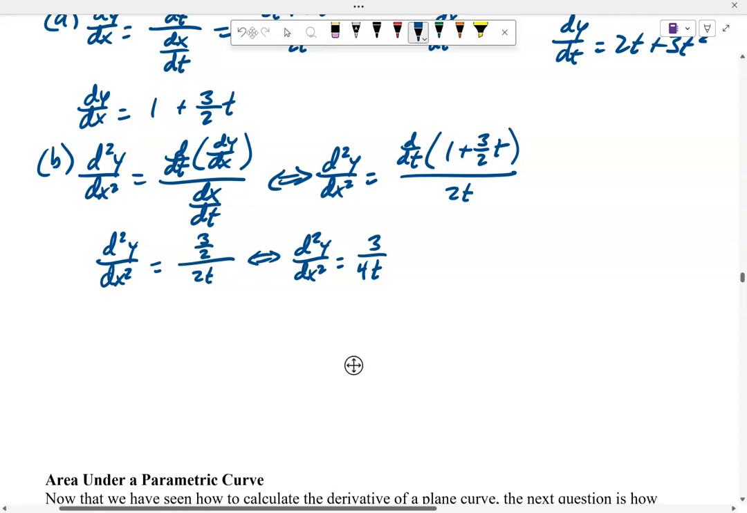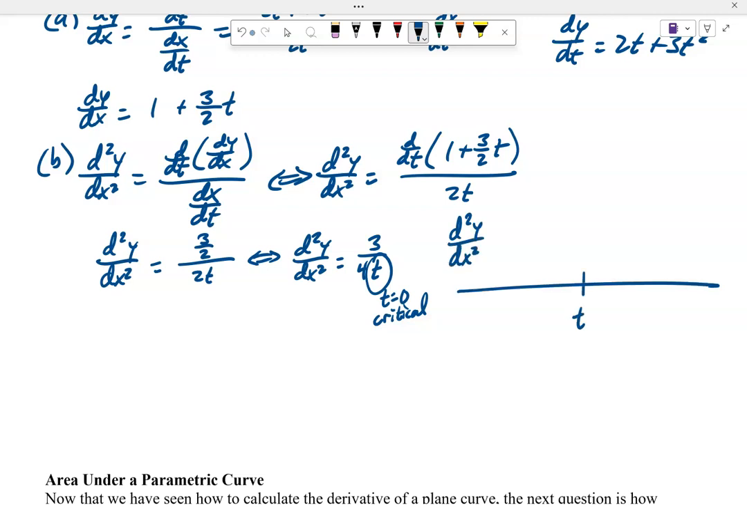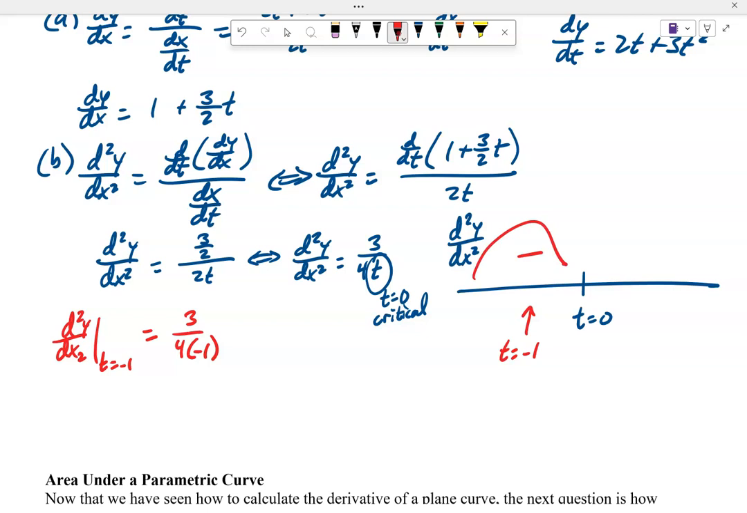Now we want to know where this is concave up or concave down, right? So where are the critical points? Well, if t is 0, that's a critical point when we're testing this with our second derivative test, right? So we're testing around t being 0 here. If I put t equals negative 1 into my second derivative, I get 3 over 4 times negative 1. Well, that's negative. It's a negative value. So it's concave down to the left of t being 0.